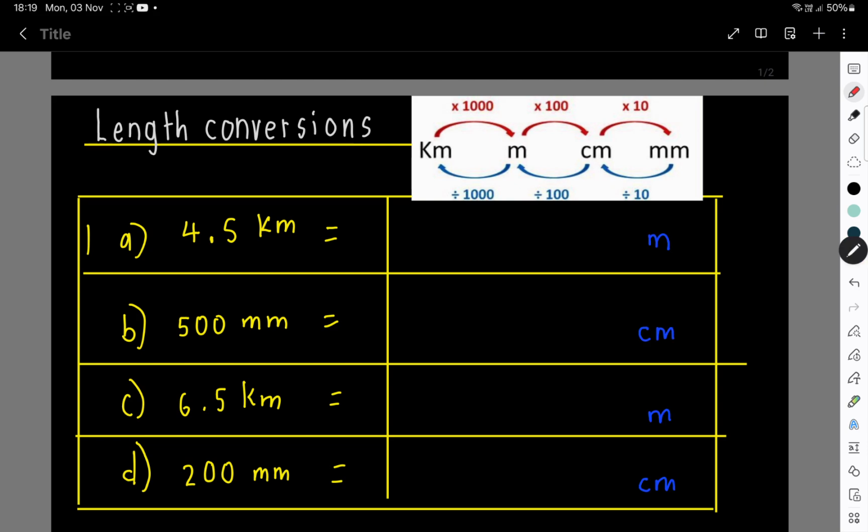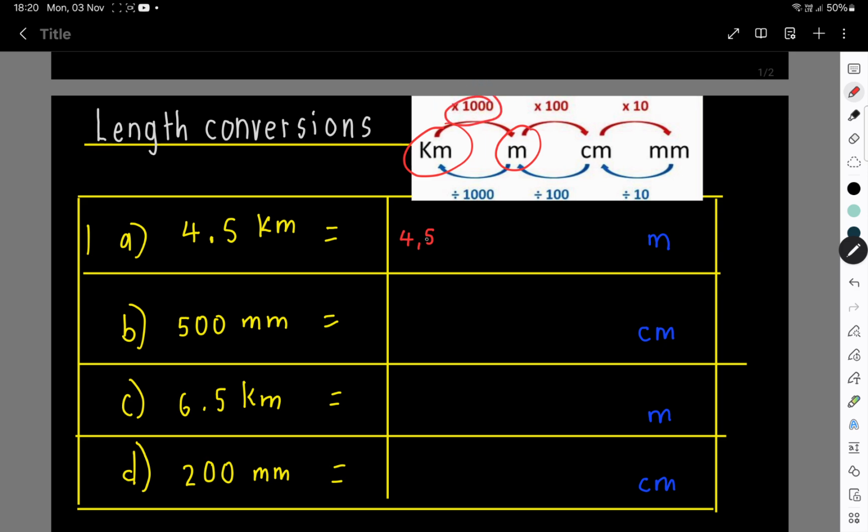You need to know this rule. So for question 1a, they want you to convert 4.5 kilometers to meters. On the blank piece of paper that you will be given in the test, you'll write this down here. You'll write 4.5. You know it's in kilometers, you need to convert to meters. So you go to your rule, you check from kilometers to meters. You need to multiply by 1000.